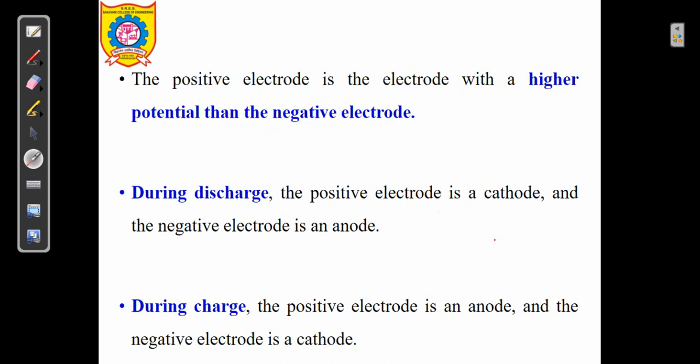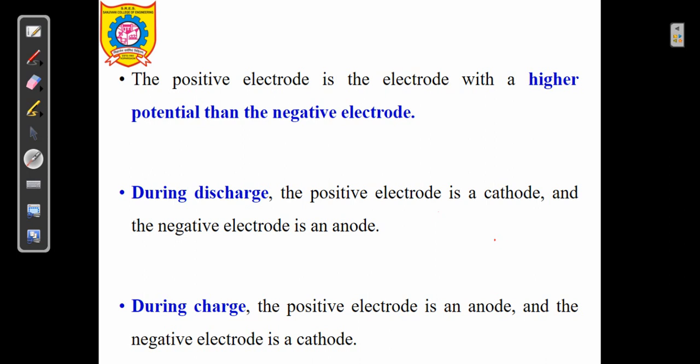Consider the discharge process. Discharge means we are supplying energy to the particular appliances. During that condition, the positive electrode is the cathode and the negative electrode is the anode. While charging the battery, the positive electrode is the anode and the negative electrode is the cathode. So based on charging and discharging, we decide which is the positive electrode and which is the negative electrode.